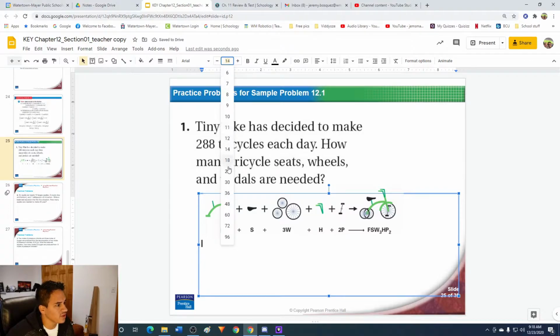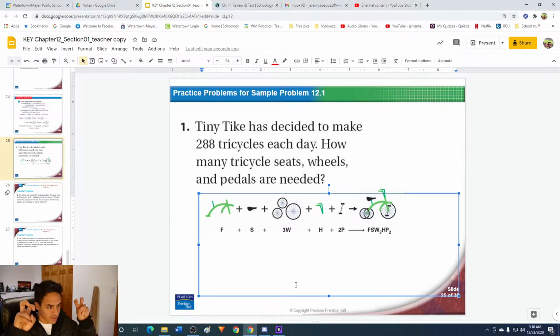So we are being asked here to figure out how many seats would be needed, how many wheels would be needed, how many pedals would be needed for 288 tricycles a day. Looking at the reaction, there are, of course, coefficients in front of some of these things. If we look at seats to tricycles, we need one seat to make one tricycle. You can see in front of the S that there's no number. That's a 1.